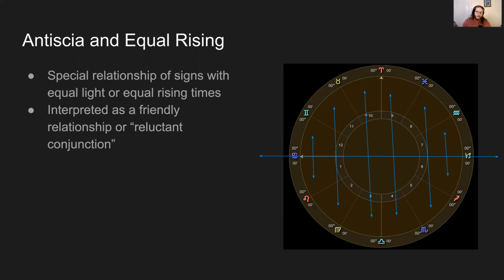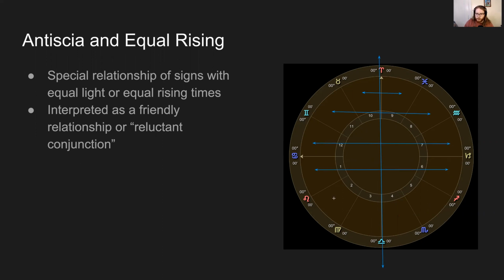Antiscia are said to be like a hidden or secretive conjunction, or a reluctant friendship. Again, I cannot remember where I quoted this from. I think it was from Demetra George's book, but I'm not certain. I'm almost positive. On the other end of this, we have what are called contra-antiscia, but you also hear equal rising. That would be if you divide in the same way by the equinoxes and go across in the same way. It's the same thing: you always want them to add up to 30.